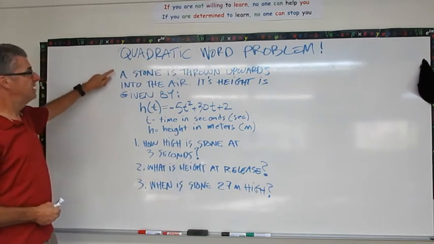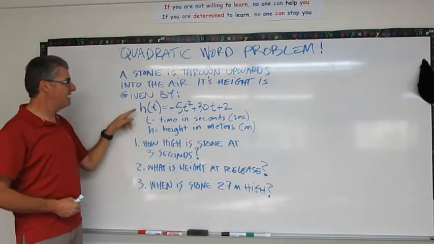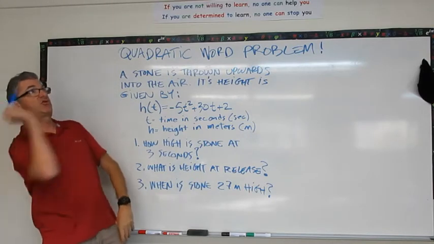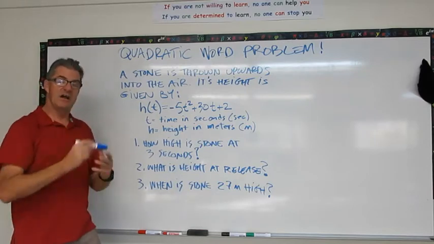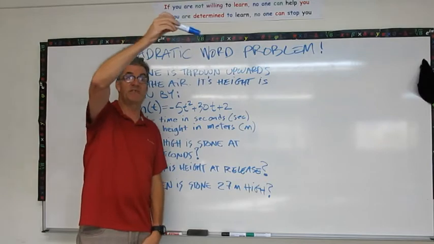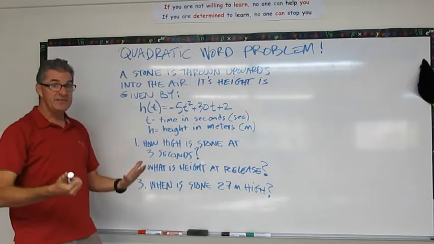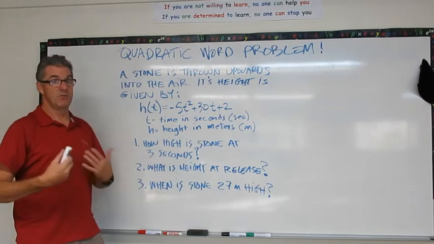Here's the problem. A stone is thrown upwards into the air, and its height is given by this equation. So we've got somebody chucking a stone up in the air, and you know that according to gravity, it's going to keep going up, but at some point the Earth's gravity is going to pull it back down, and it's going to hit the ground. So this is a classic parabola quadratic word problem.